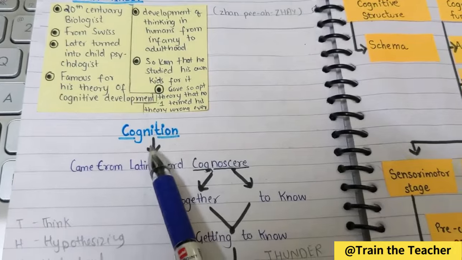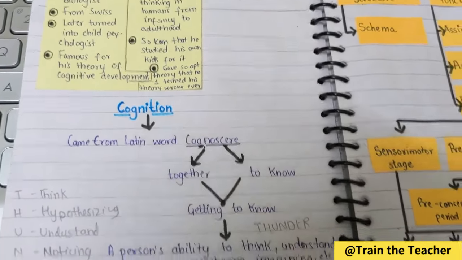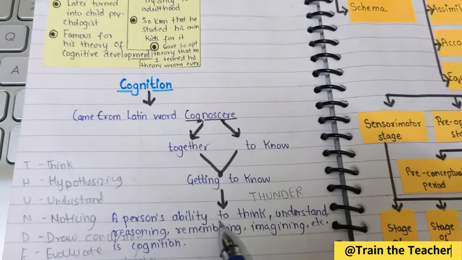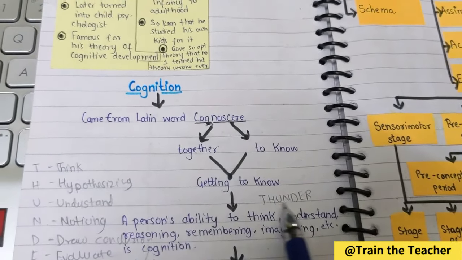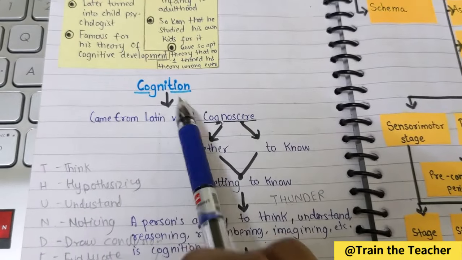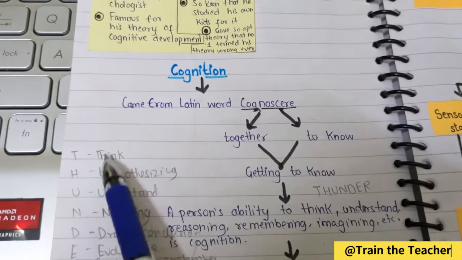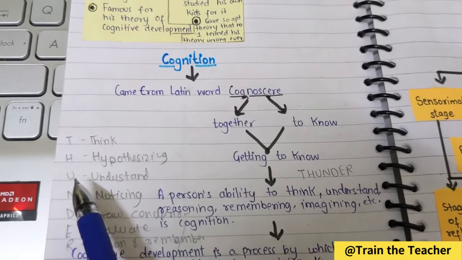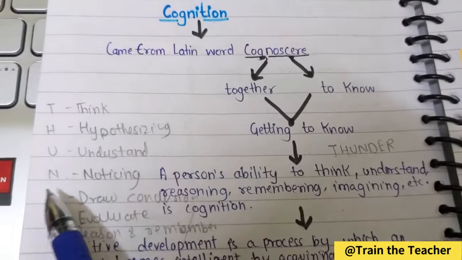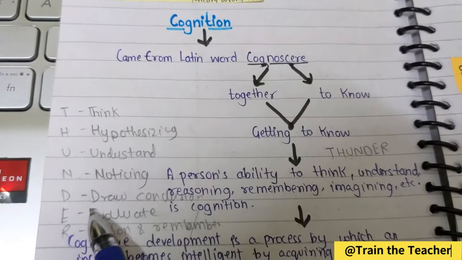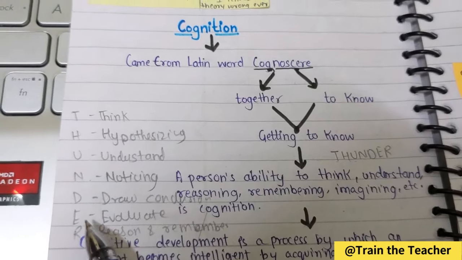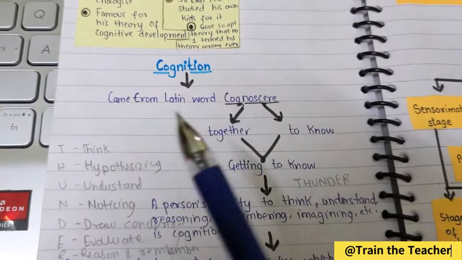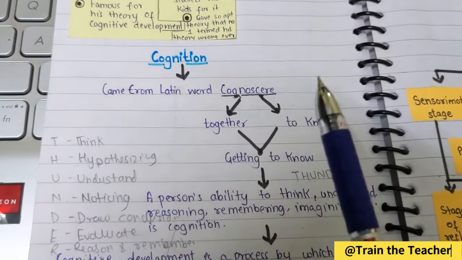Cognition, everybody. What is the meaning of cognition? I'll tell you in a very simple way, and I'm sure you're never going to forget. Cognition is a person's ability to think, a person's ability to hypothesize, to understand, to notice, to draw conclusions, to evaluate, to reason, and remember. This is a quick, short way for you to understand what cognition is.